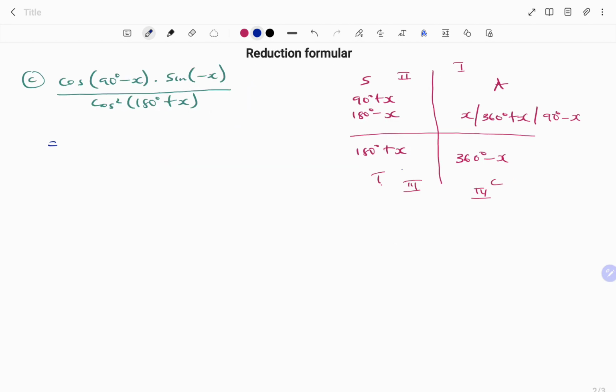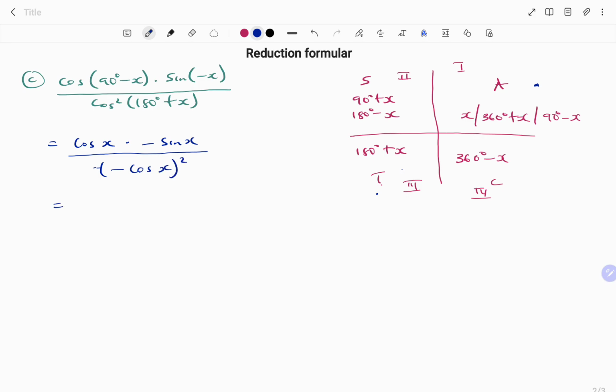Let's look at one more example. In the last example, we have cos(90° − x) times sin(−x), a negative angle, divided by cos²(180° + x). 90° − x is in the first quadrant, and all the trig functions are positive. So this becomes cos x times, for the negative angle, sin(−x) will give us minus sin x, all over cos²(180° + x). 180° + x falls in the third quadrant, and only tan is positive, so this will give us minus cos x, all squared.